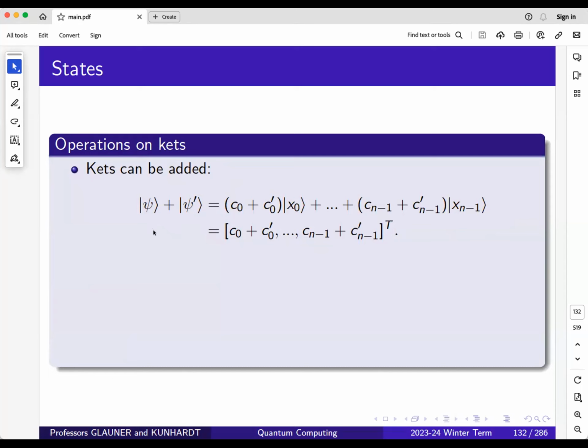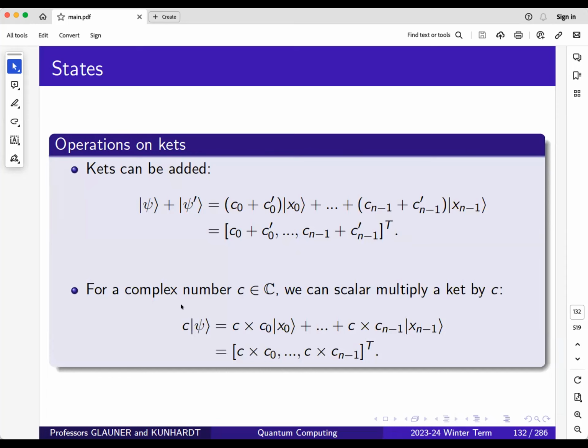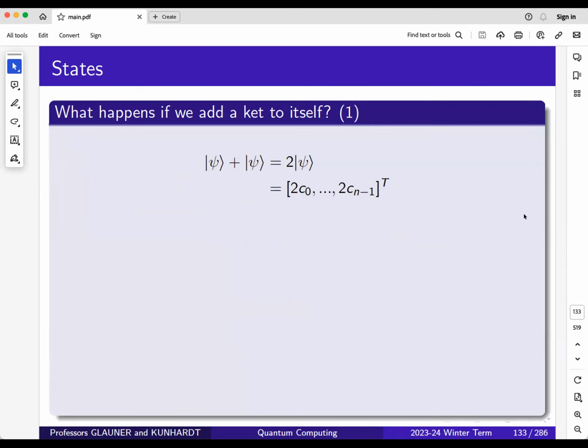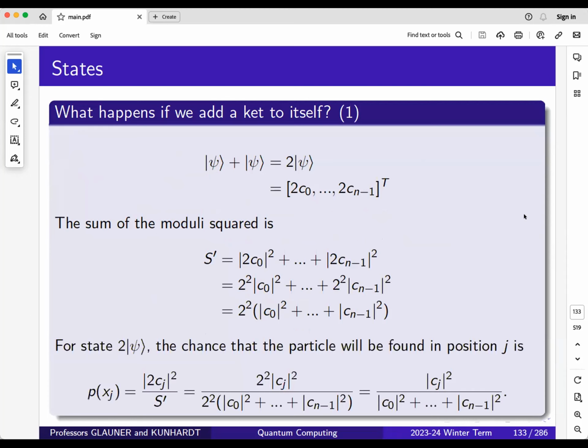We will need the bra later, which is something slightly related. We'll see this later. You can also multiply a complex number with a ket, as you multiply any scalar with a vector. You just multiply it by every element, and that's also shown here, but it's fairly simple. So if you see a ket, all it means is it's just a vector. You can also add a ket to itself. That's more of a special case.